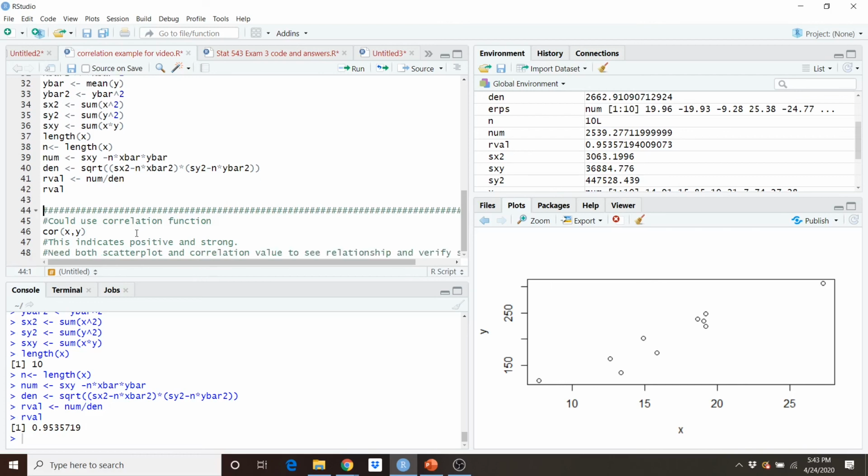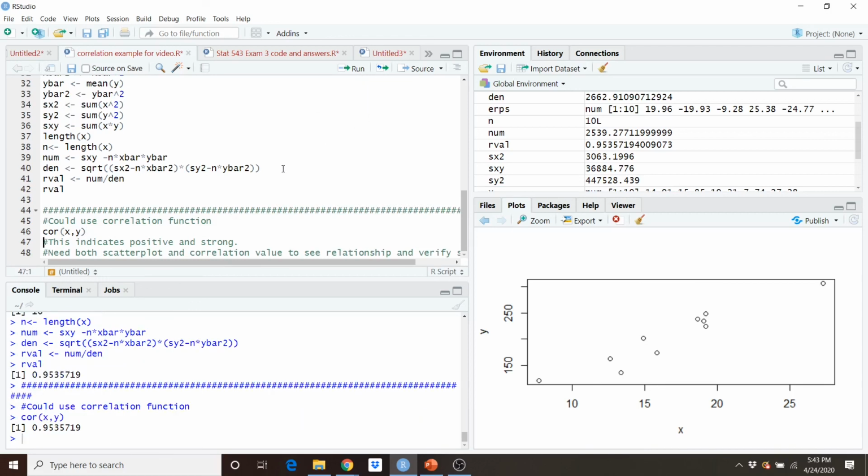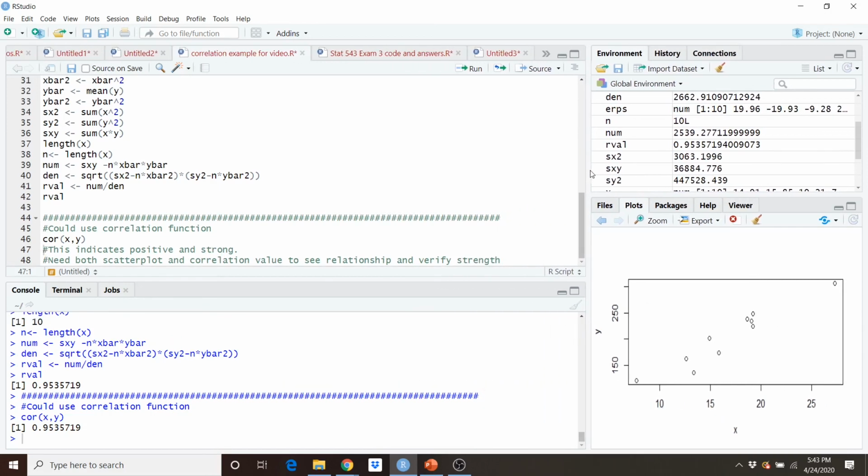However, it would have been much easier to just use the correlation function. So I've got cor(x, y) here, and I get 0.9535719. This indicates positive, strong, linear. But remember, we do need both the scatter plot and the correlation value in order to be able to see the relationship and verify the strength.